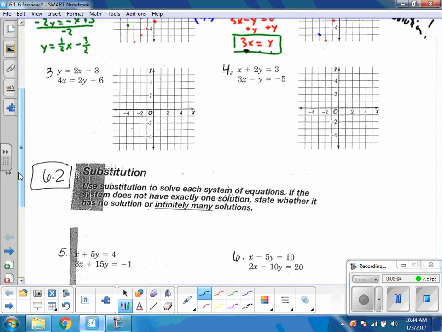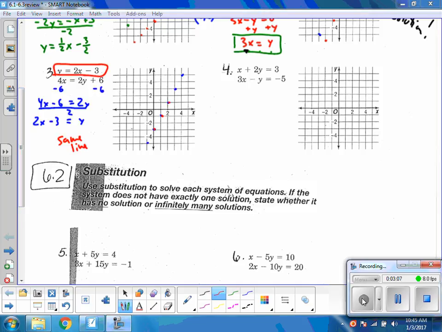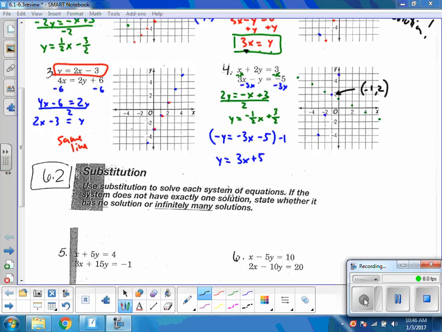All right, for number 3, why don't you go ahead and try it? I'll press pause. For number 3, I found out that these are the same line, exact same line, so it's going to be infinite number of solutions. All right, take a try at number 4. All right, when I plot these two out, I see that they intersect at negative 1, 2. So that has exactly one solution.